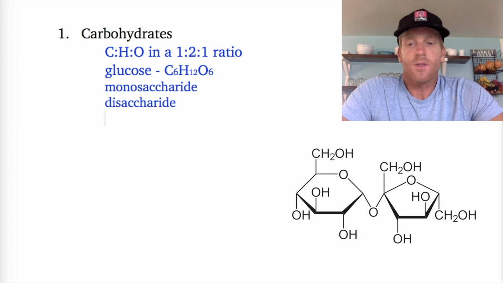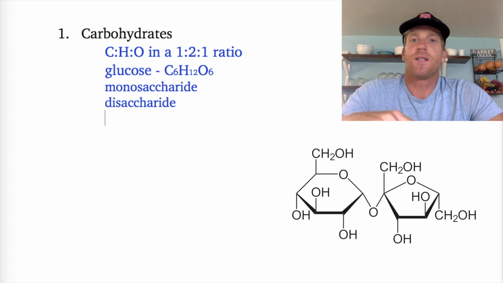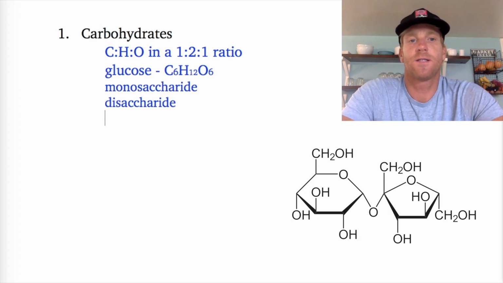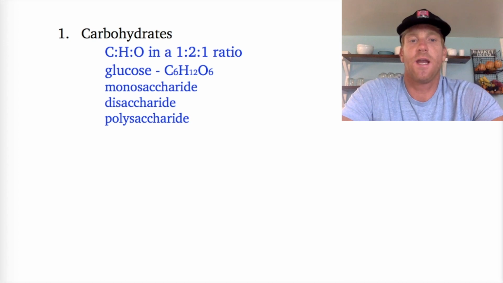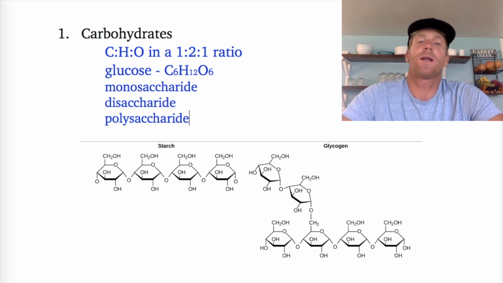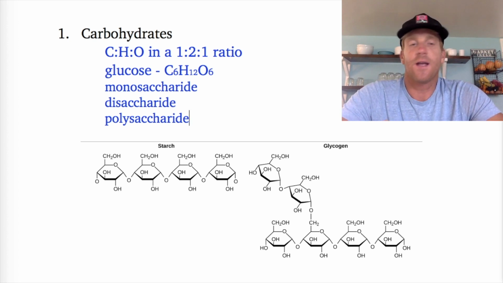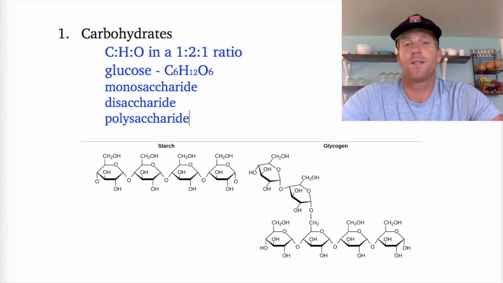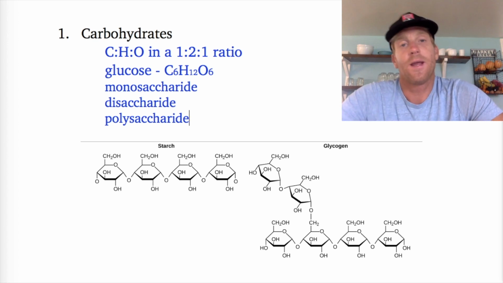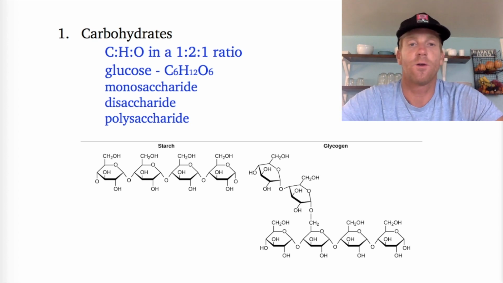Now, if you take multiple monosaccharides and connect them together into a long chain, that is called a polysaccharide. So two monosaccharides is called a disaccharide, and a long chain of monosaccharides is called a polysaccharide. A great example of a polysaccharide is starch or glycogen. Starch is found in bread, and glycogen is a really important polysaccharide that our body uses to store glucose in our livers when we have excess glucose in our blood.